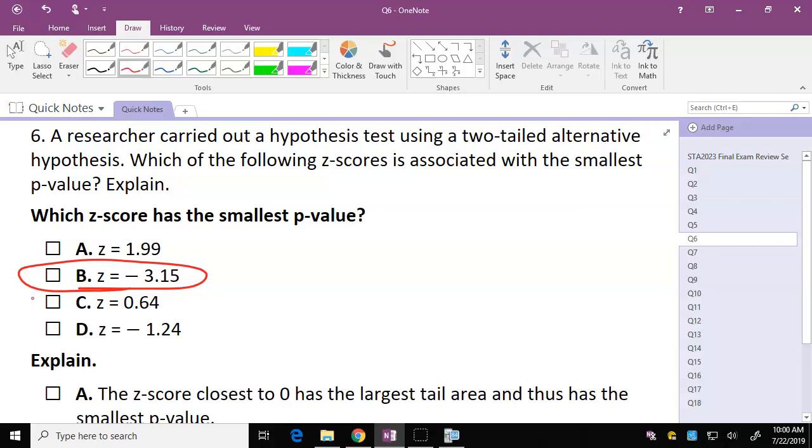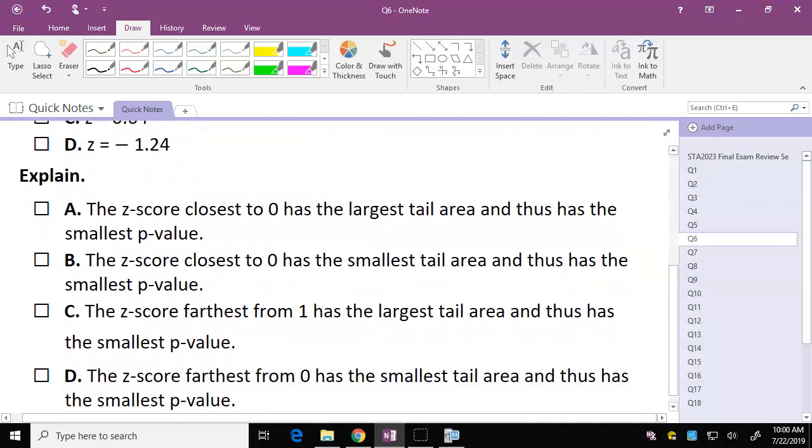When you're looking at the number, no, the signs don't matter. Okay? When you're thinking about which one will produce the smallest p-value. Now, the signs do matter when we're talking about finding the area under the curve, because that will tell you which side of your normal curve you're going to be on, things like that.